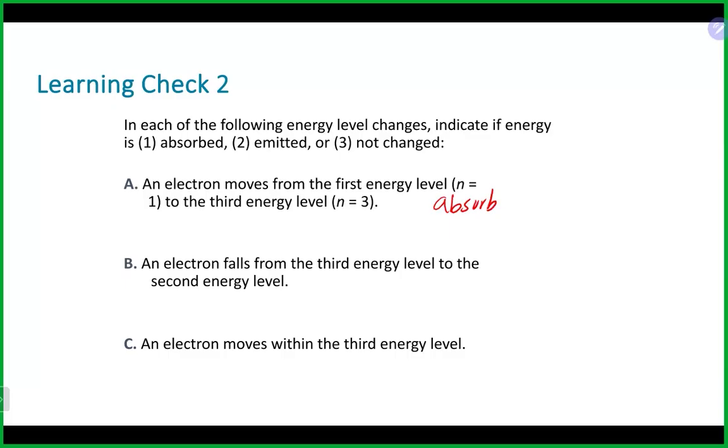Electron falls from the third to the second. That's going to emit. The atom will have to lose that energy, give it off to allow the electron to come back down. Again, that's the law of conservation of energy. Electron moves within the same third energy level. No change. It's basically hanging out on the same energy level, so there is no change of energy in that particular case. Any questions on that one there?